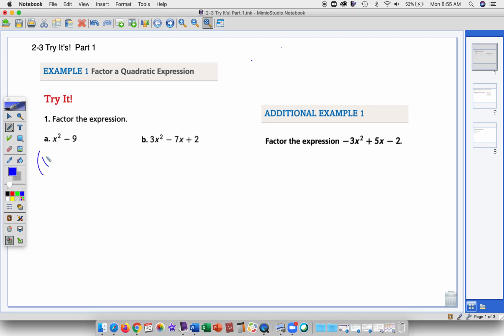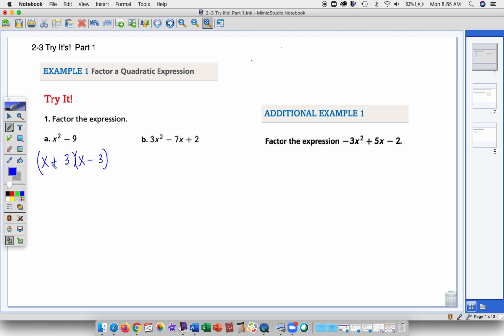So for this type, what I want to do is take the square root of each term. The square root of x squared is x. The square root of 9 is 3. For one quantity, it becomes a sum, and one quantity is a difference.